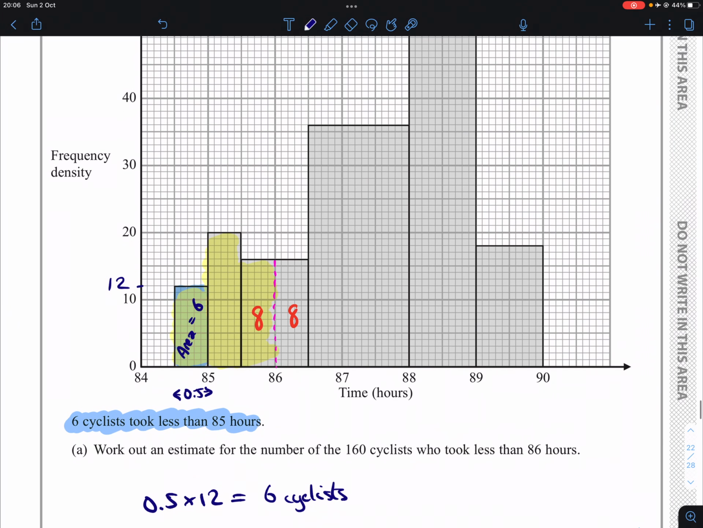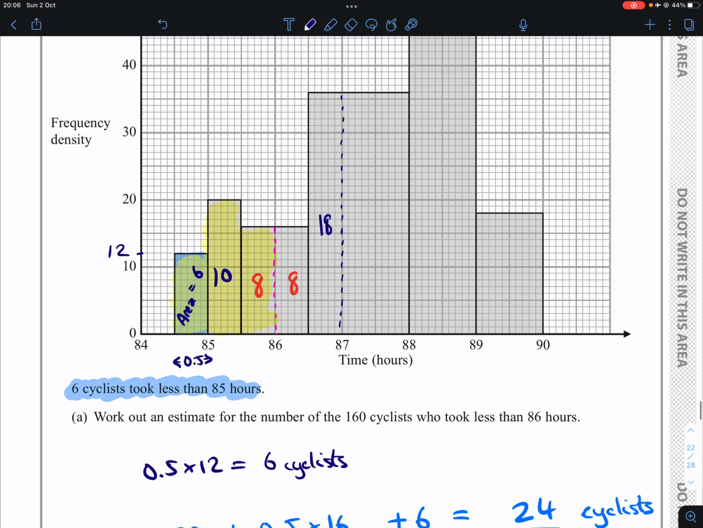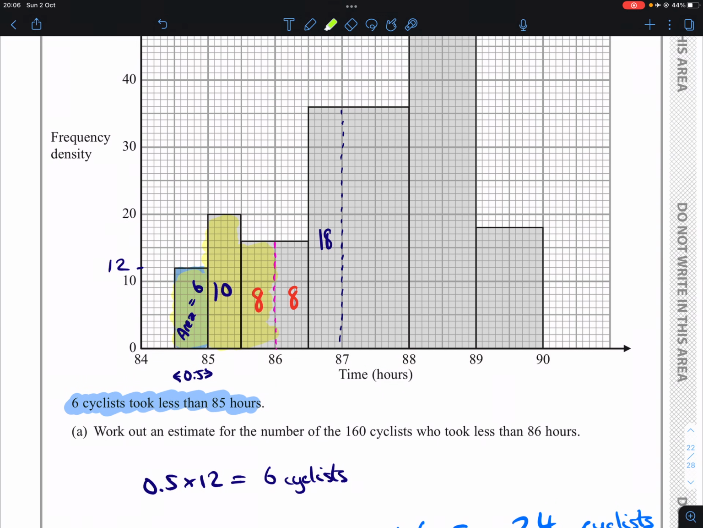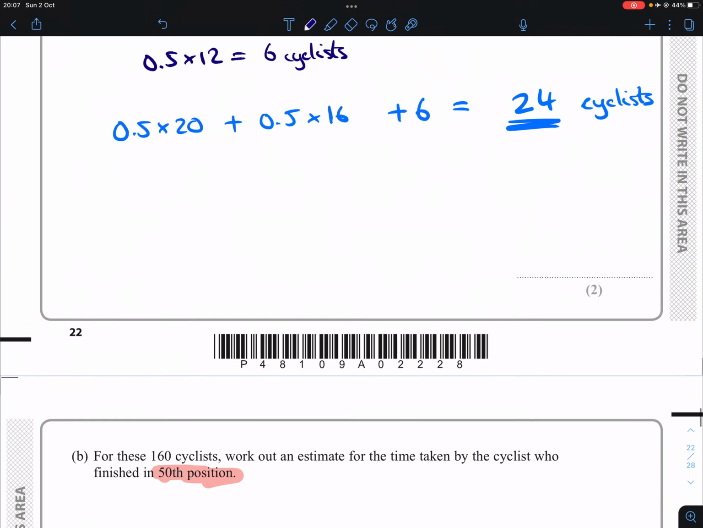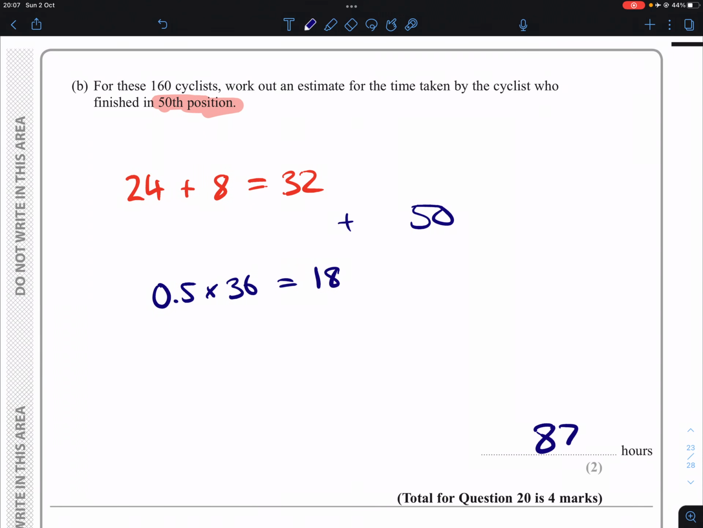So the area of this part here is 18. And by the time we add those 18 cyclists onto the 8, onto the 6, onto the other one, 10, that's what it ended up being here, then that gives us a total area over all of these sections of 50. Therefore, the estimated time for the 50th cyclist is 87, I don't know if I said minutes before, but I meant to say hours, 87 hours.